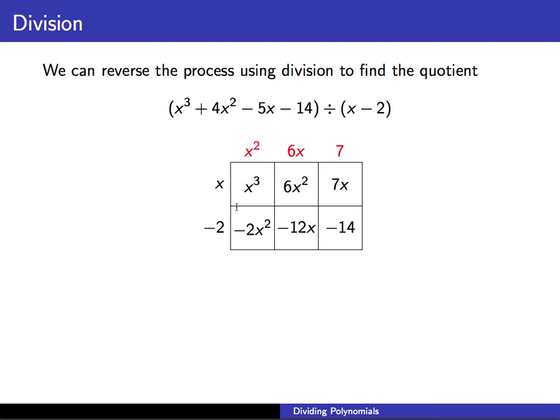So if we combine all these terms inside this grid, we end up with x cubed plus 4x squared minus 5x minus 14. All 4 of these terms are accounted for, so our quotient, our answer, is x squared plus 6x plus 7.